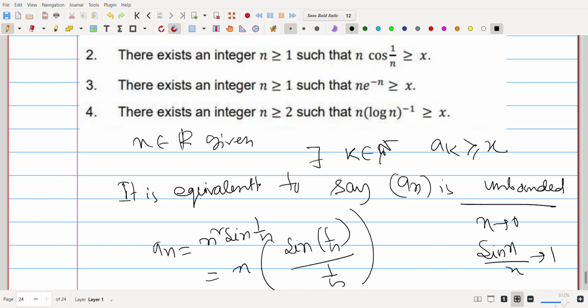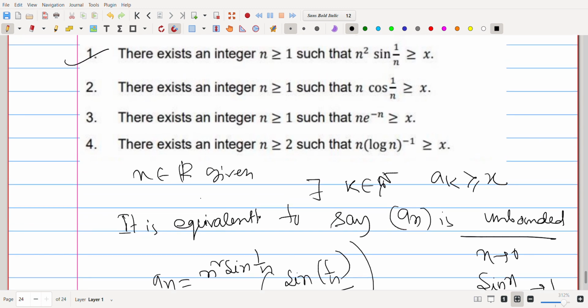Okay. Now n times cos 1 by n. So as n goes to infinity, cos 1 by n goes to cos 0, which is 1, and there is a term of n, right? There is a product term with n. That means n cos 1 by n is also unbounded. So the second one is also correct. But the third one is wrong.